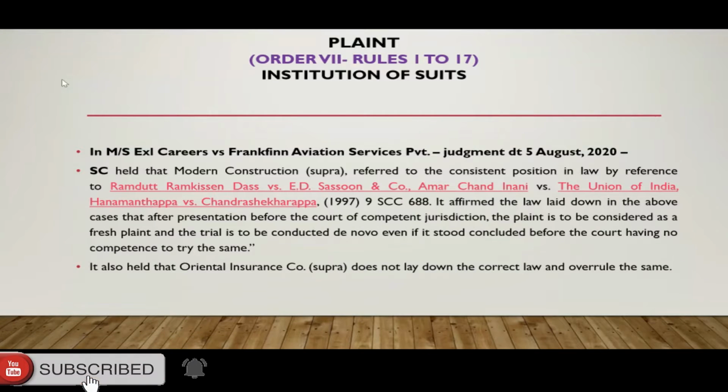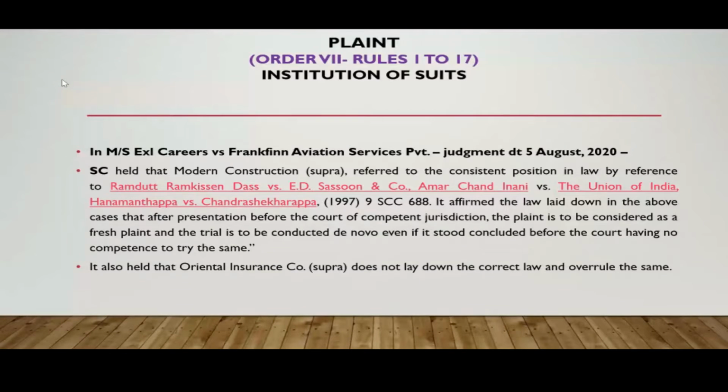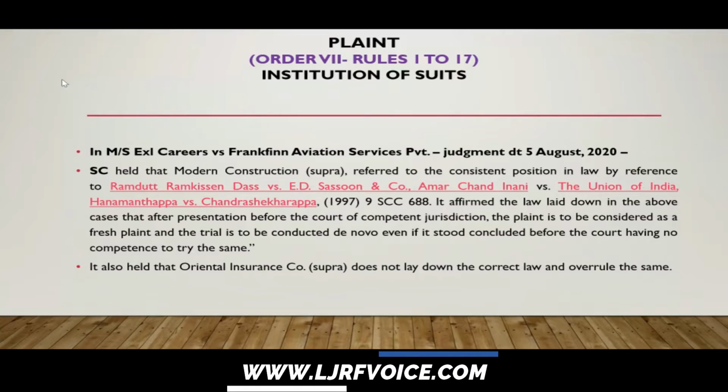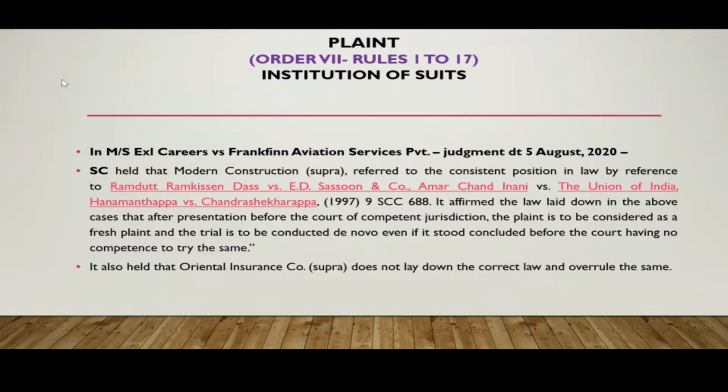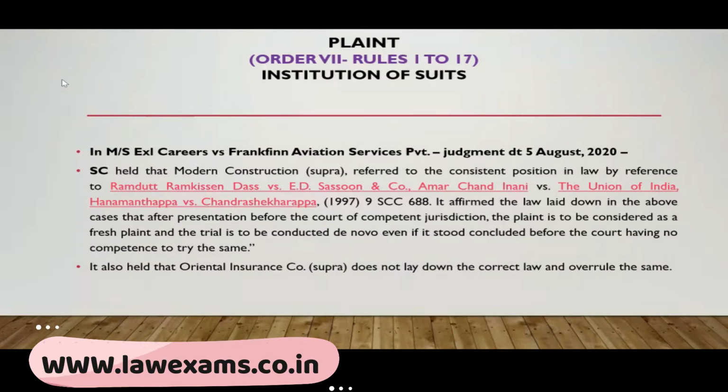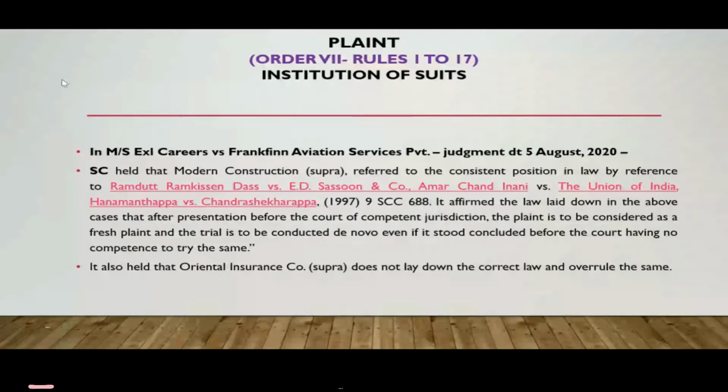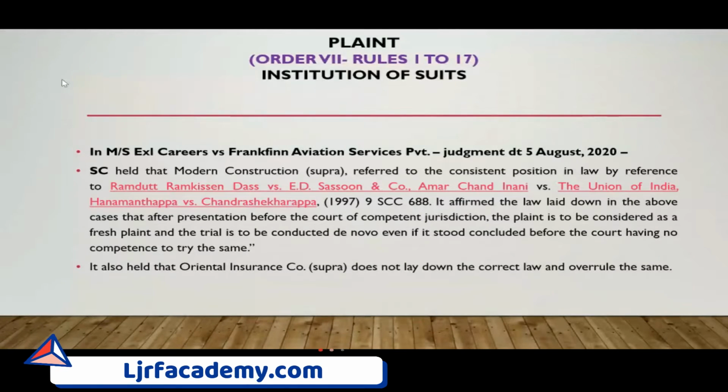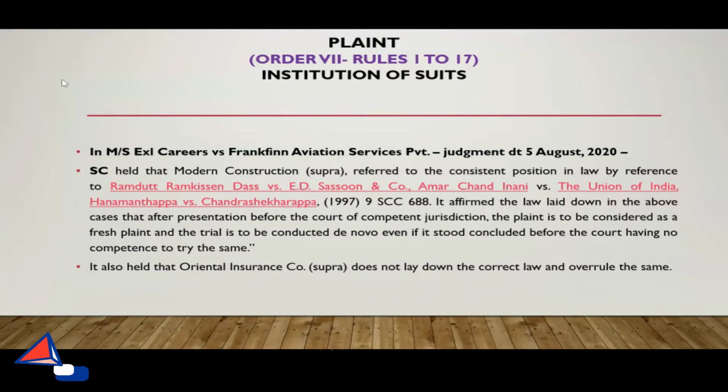De novo trial means starting from the beginning. It's a usage under law to denote a new trial, a new series of transactions before a new forum. So that is called de novo. The court, in the last judgment in 2020 in Messrs. Excel Carriers versus Frankfin Aviation Services Limited, told that when a plaint is returned and it is filed before the forum where it has jurisdiction, the trial has to be conducted de novo. De novo means from the beginning, not from the stage where it was left by the earlier court.